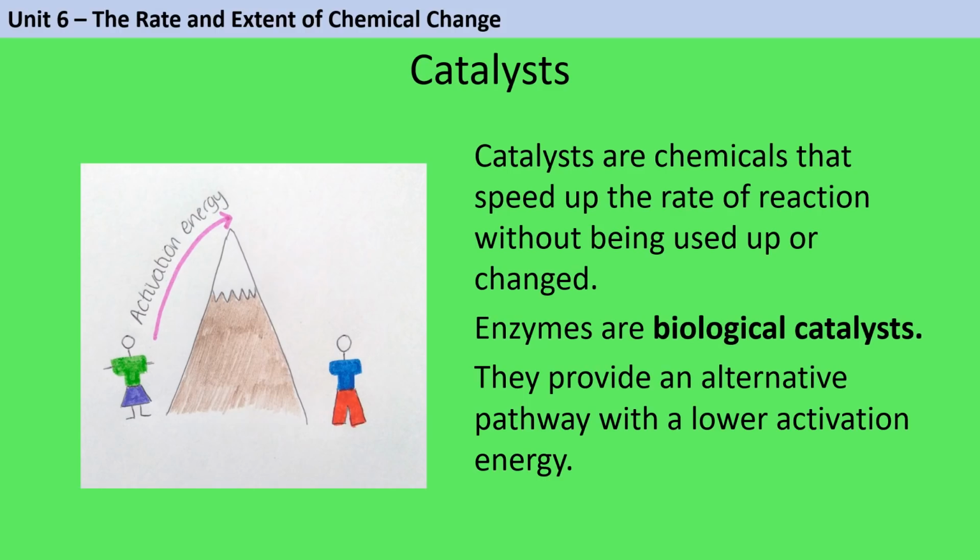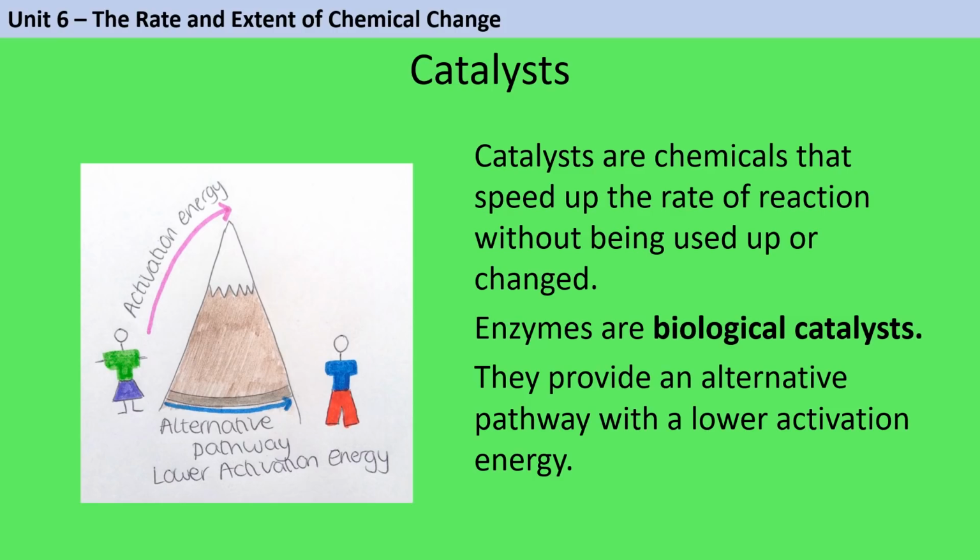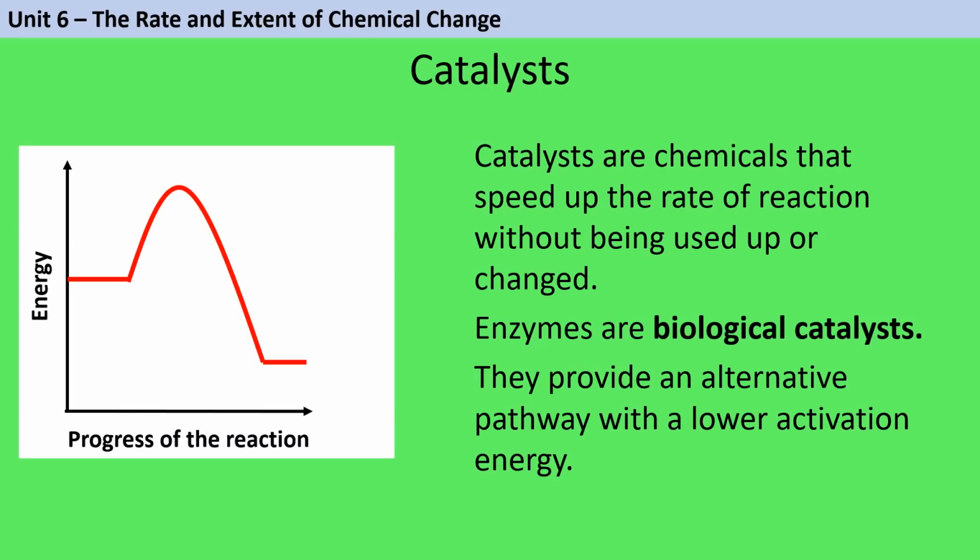Now, there isn't really much we can do to make the mountain take less energy to climb. But if there was an alternative route where you could walk around the bottom of the mountain, that might take less energy. And this is exactly what a catalyst does. It's not that it changes the amount of energy to get over the mountain, it just provides an alternative route that needs less energy.